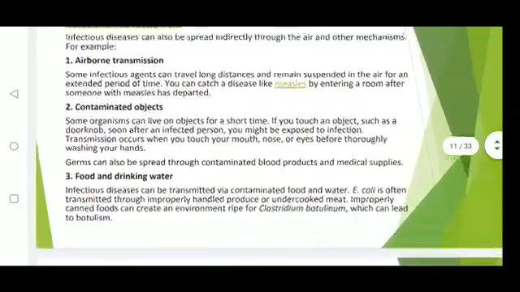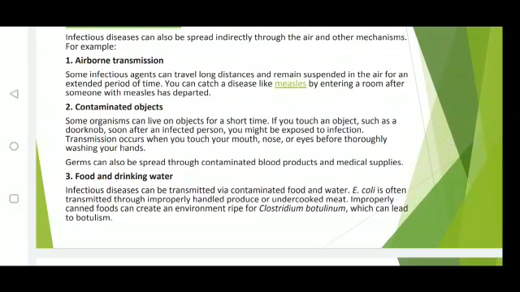Second one, contaminated object. Contaminated object indicates that some bacteria or viruses can sustain on an object for a short time. If you touch an object that was touched by an infected person, and a non-infected person also touches the same thing, this infection can spread through the object also.